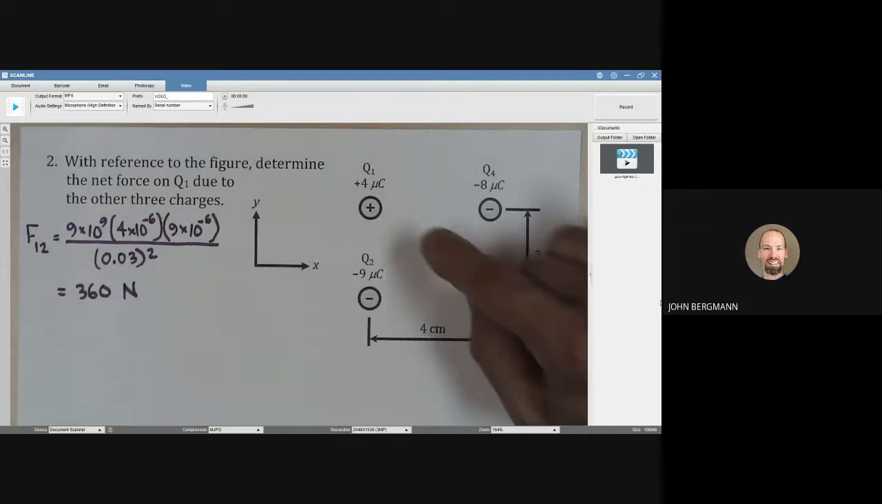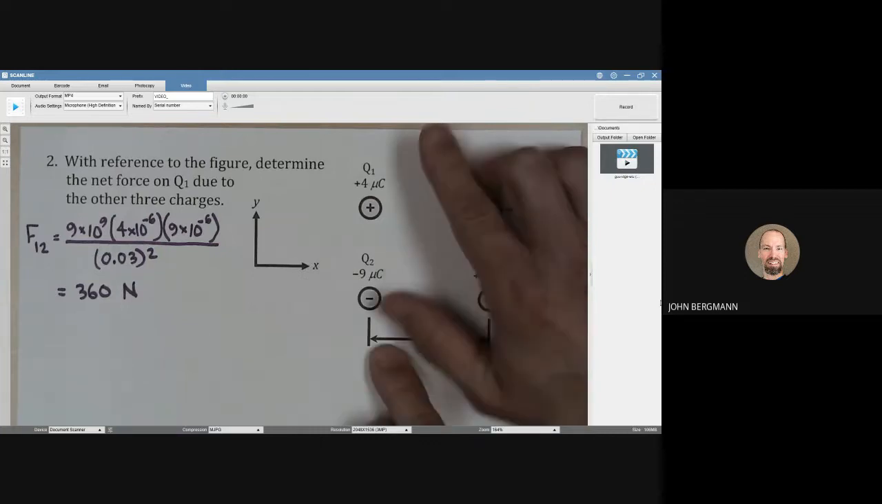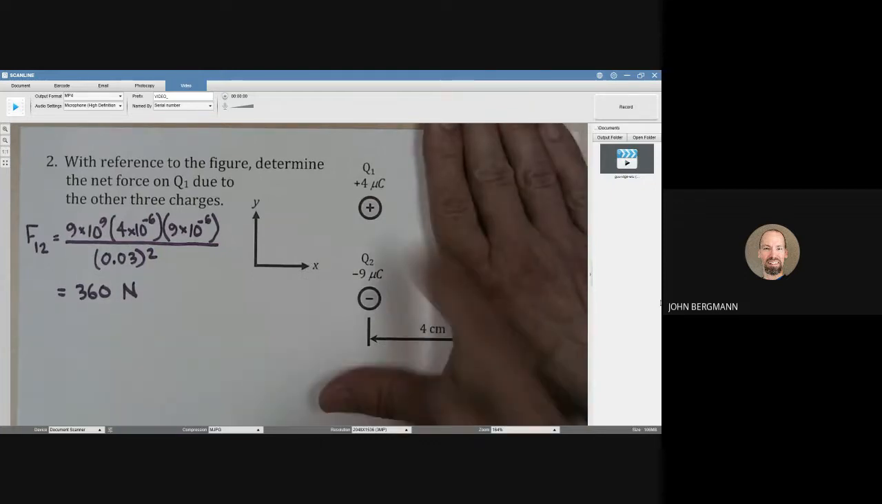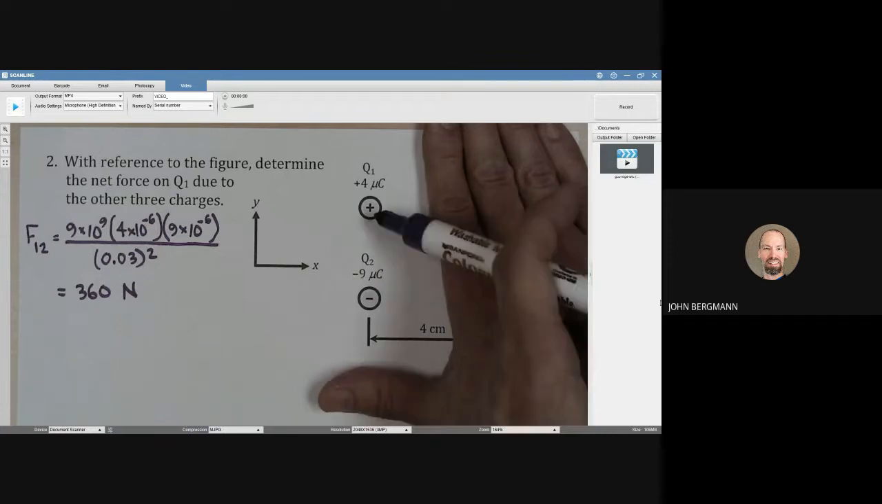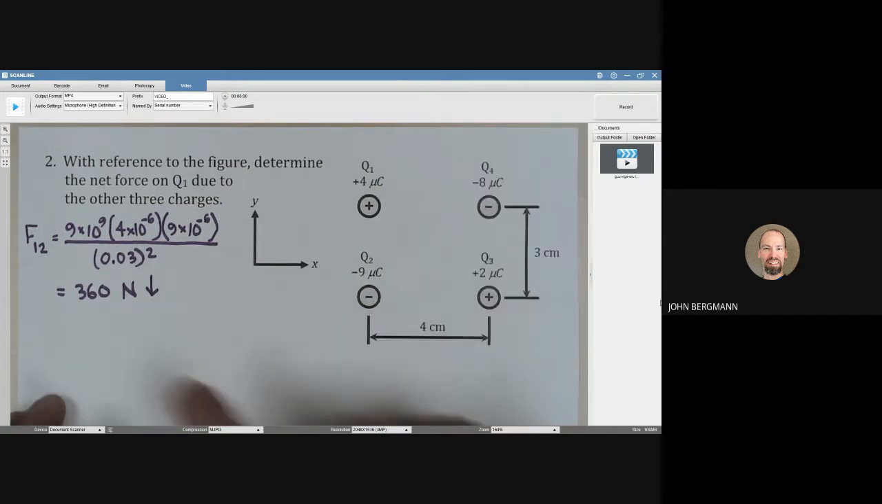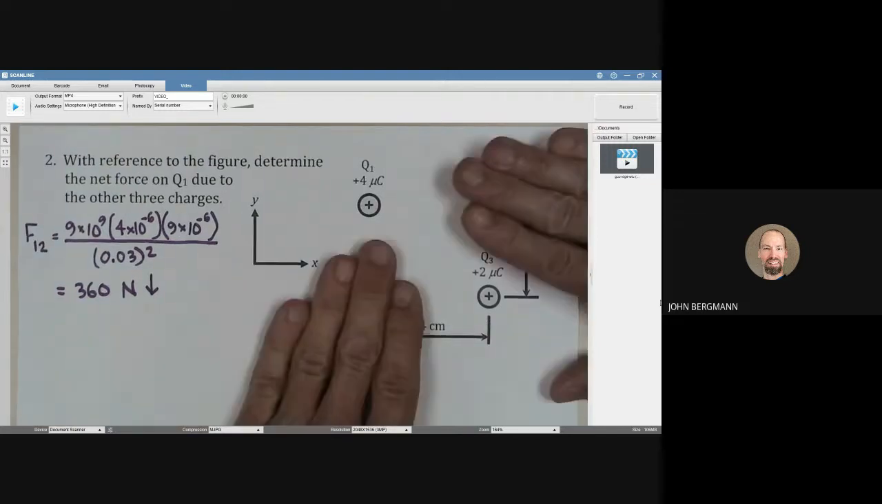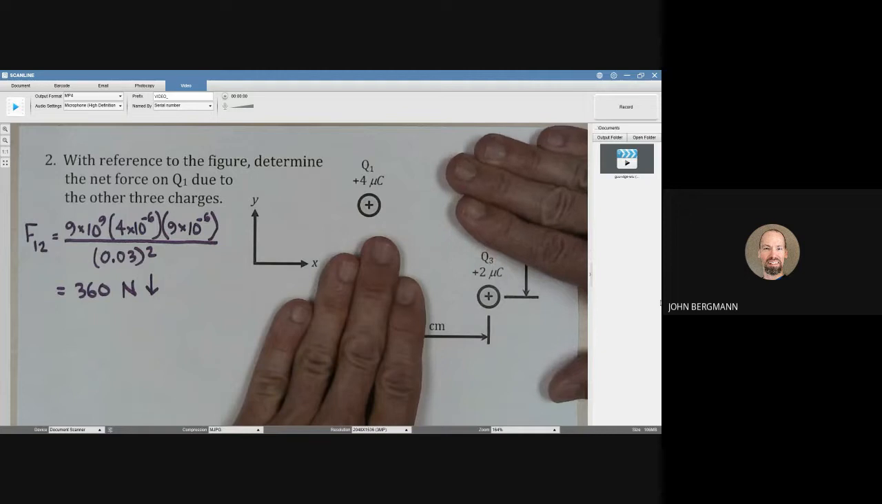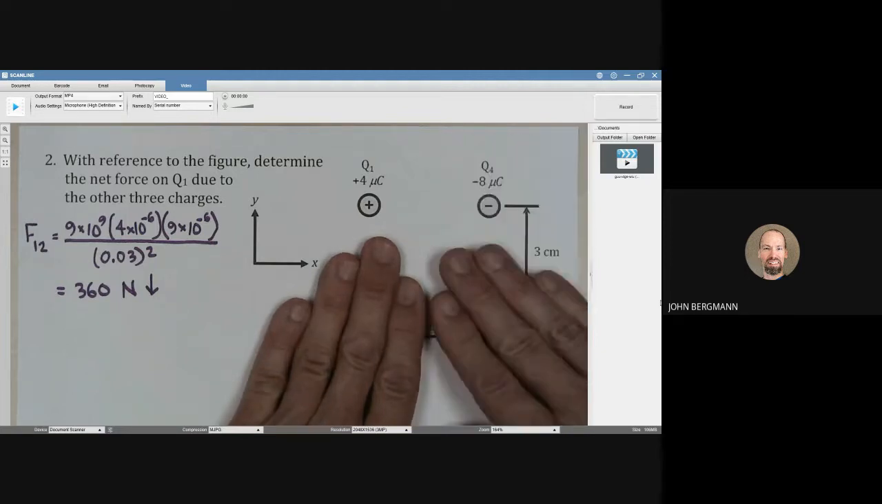And now, what is the direction of this force on Q1? These two are attracted to each other, so Q1 is going to be pulled down. What about Q2? We don't care. Due to Q1, it is also 360 newtons, but it is up. But that isn't the question here. The question is, what's the force on Q1? So it's the down version that we want. Then we're going to do this sort of situation twice more: once between charges 1 and 3, and then finally between 1 and 4.